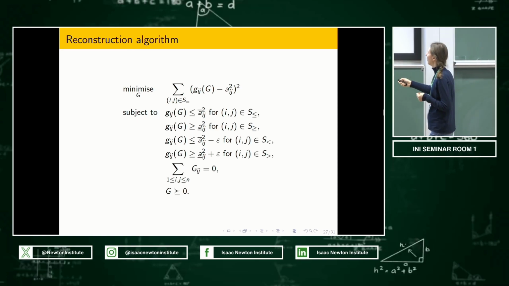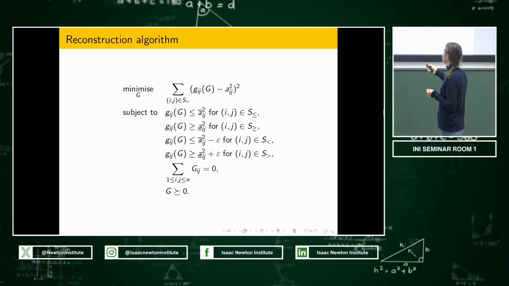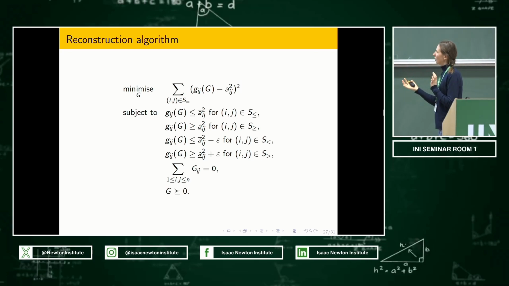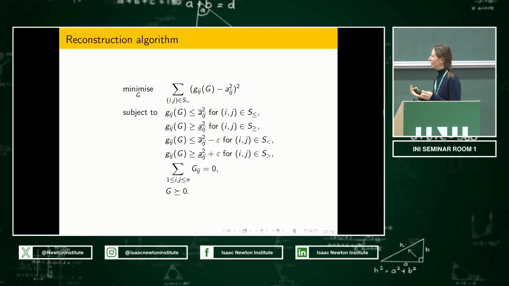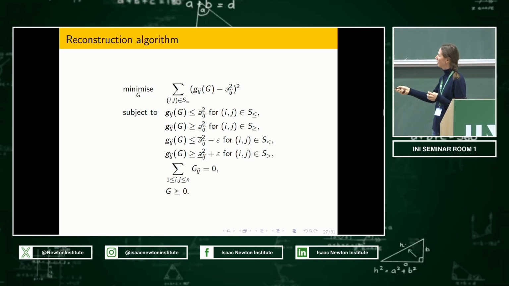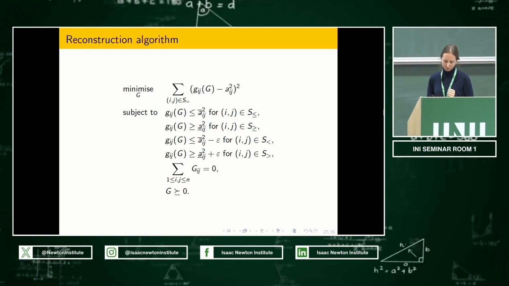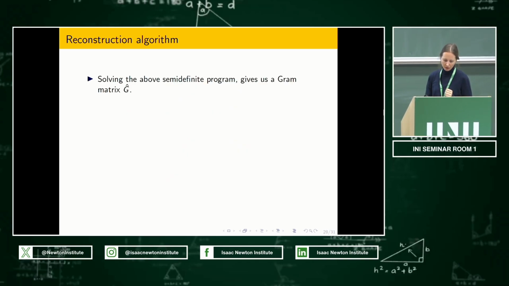Okay, and then this constraint says that the sum of g_ij's is equal to 0. Here we want to get rid of the translations, and furthermore, the Gram matrix needs to be positive semi-definite. So this is where the last constraint comes from. So we use this, and that's the first step of the reconstruction algorithm.